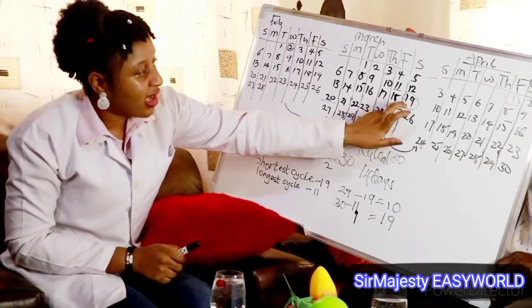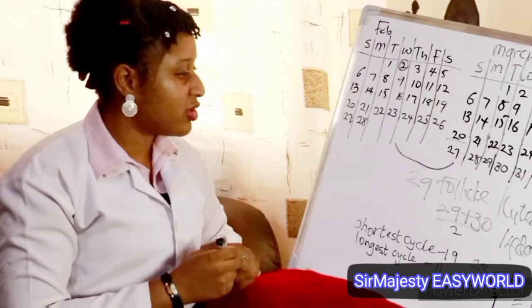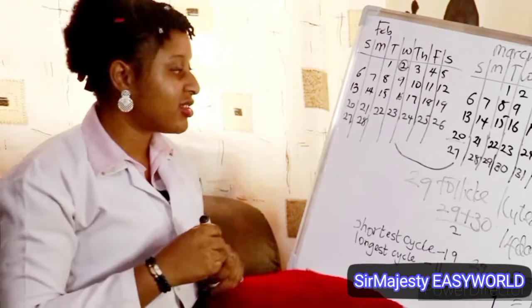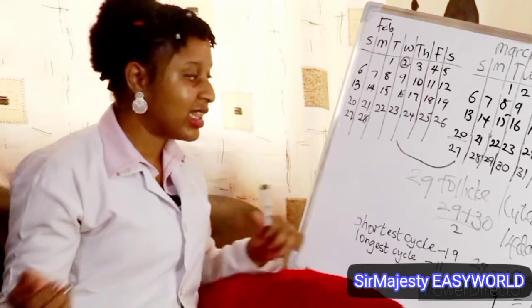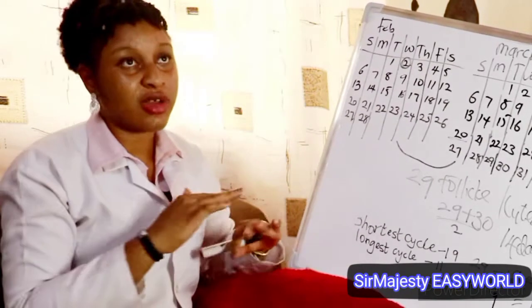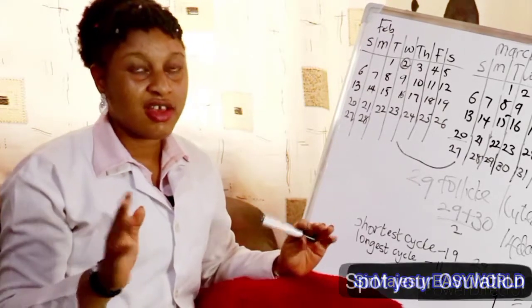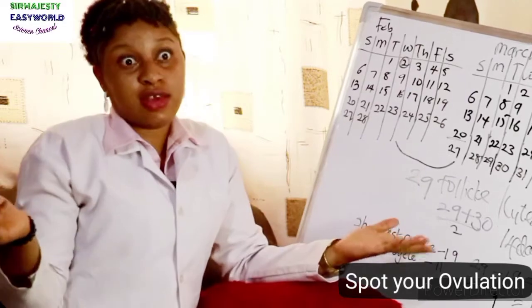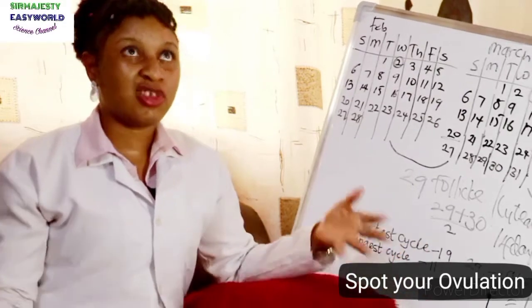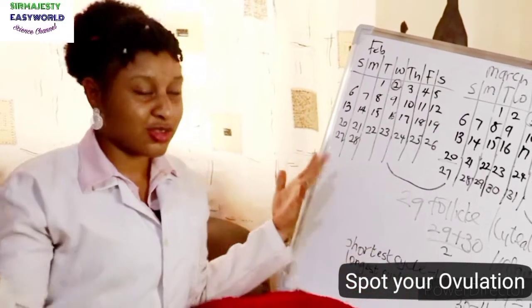So now that we've gotten the day of our ovulation, another thing that's very important for us to know is how long does a sperm last? How long does the egg last? Usually, on average, a sperm lasts 5 days, while on average the egg lasts just 1 day. It does not have power, it just dies off.